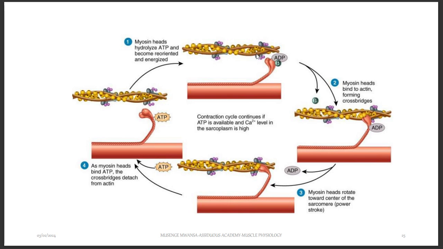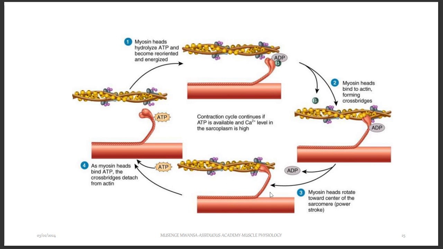When that happens, that will push the tropomyosin away from the active site. When the tropomyosin has been pushed out from the active site and ATP is available on myosin, the myosin can now bind to the actin and push it behind like that. And when that happens, the myosin head rotates towards the center. It's moving towards the center, in this direction.